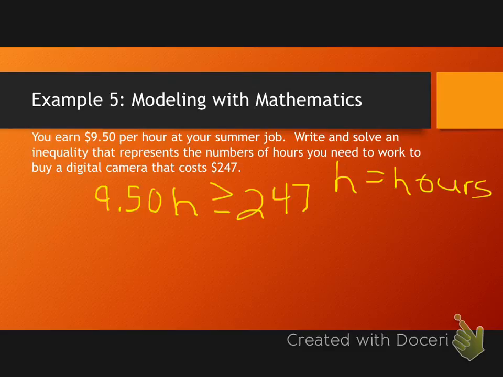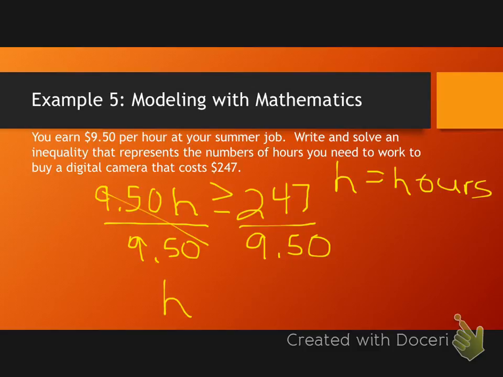So to solve this, remember it's 9.50 times H, so we're going to divide by 9.50. Whatever you do to one side, do to the other. Those cancel out. I'm left with H here. And 247 divided by 9.5 is 26. And the number that I brought over was a positive number, so I can just keep the inequality as it is. So the number of hours worked, H, has to be greater than or equal to 26 hours.